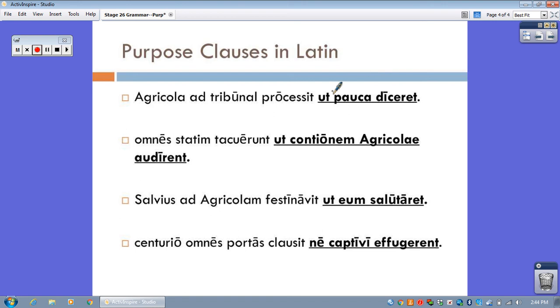And they always start with either ut or ne, and the verb in the clause is always in the subjunctive. It just so happens that the tense of the subjunctive that most often will be used with the purpose clause, as you can see here in these examples, would be the imperfect subjunctive.